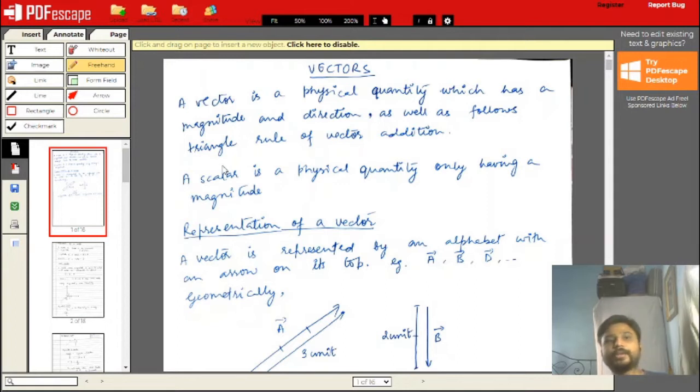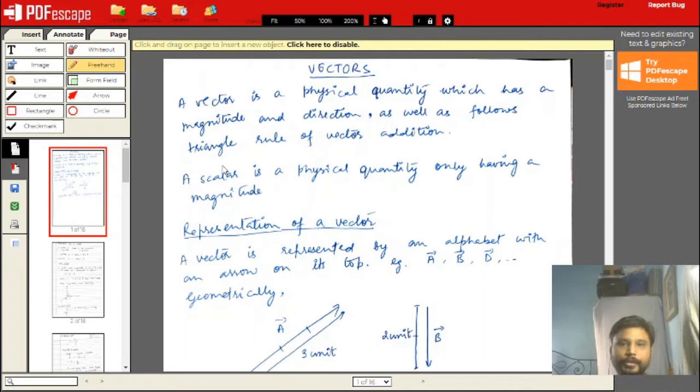So, when we talk about physical quantities in this world, we have a lot of quantities like mass, temperature, force, displacement. All these quantities contain some information within them. Vectors are those physical quantities which have a magnitude and a direction, and also follow the triangle rule of vector addition to complete the information within them. So this is called a vector quantity.